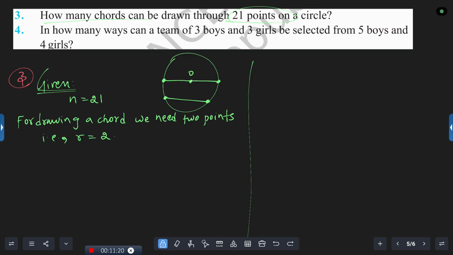Then see, from a group of points, listen carefully. This is not even mentioned as combination or permutation. So when you see the question in the examination, how are you going to decide whether this is permutation or combination? See, from the group of points, we are selecting only 2 points for drawing a chord. Am I right? If you are drawing a circle, they said 21 points are there. 1, 2, 3, 4, 5, 6, 7, 8, 9, like that. There are 21 points on the circle. But for drawing a chord, I need only 2 points.